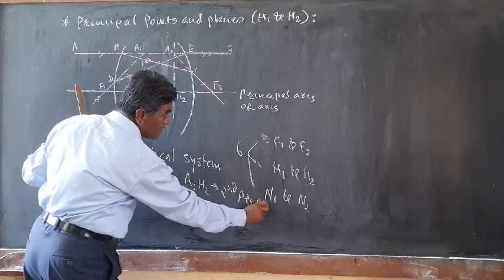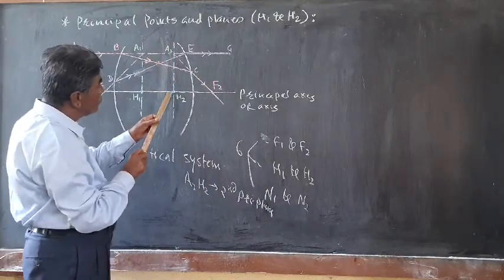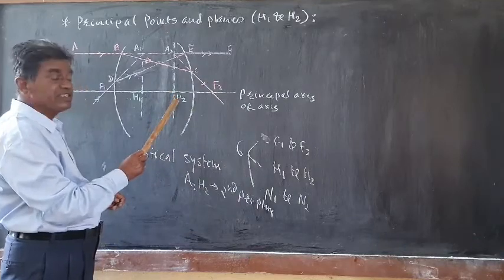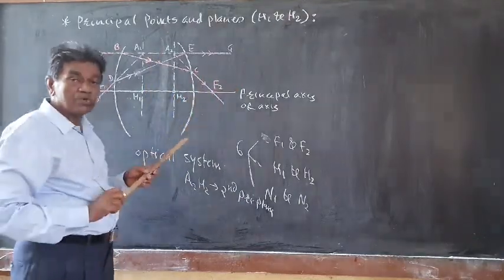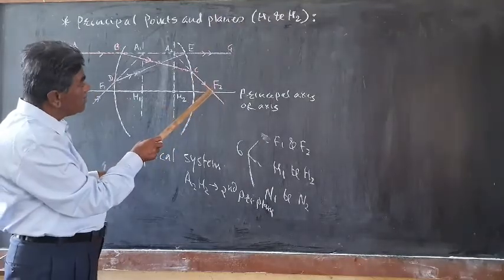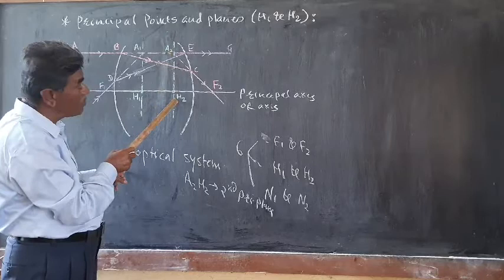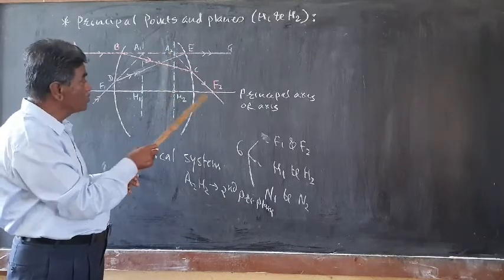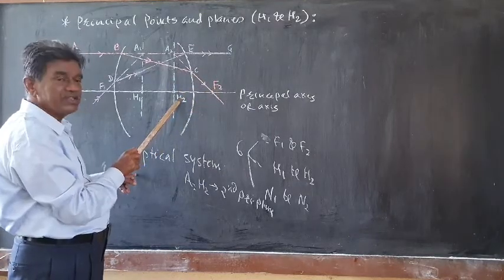It is called the second principal plane, and its point of intersection with the principal axis gives the position of the second principal point, that is H2. So the definition of the second focal point leads to the definition of the second principal point, H2. From F2 we can estimate H2.